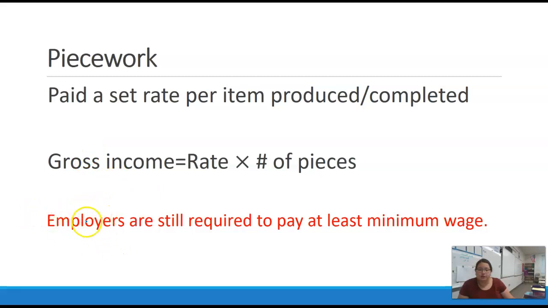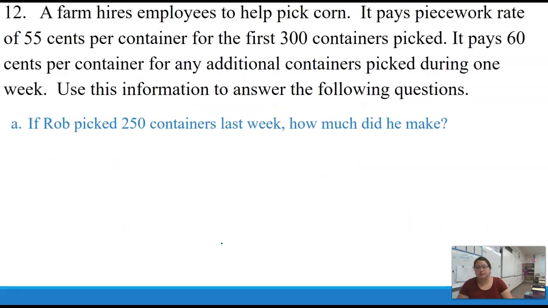Now, one thing to note with this is if you're getting paid piecework, employers are still required to pay at least minimum wage. And so they will keep track of your hours so they can compare the income that you earned and make sure that that is above the minimum wage bar.